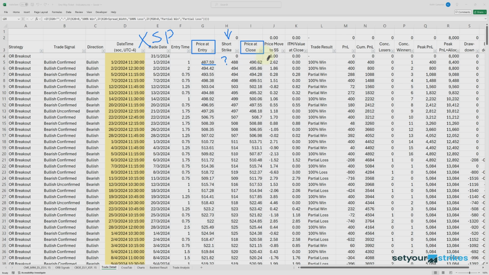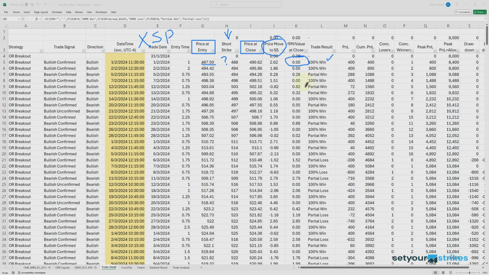So it went up in value. We know the price at close, so we can just calculate our price move to the short strike. That's how far in the money did we go, or out of the money, I guess, depending on the direction. This is just basically subtracting the short strike from the closing price. So a positive value means it moved up. In this case, this was a bullish trade. It moved up by $2.62. That's how far it was above our short strike. In this case, it doesn't matter how far; it's going to expire worthless. It is a 100% winner. So pretty simple calculation, right?